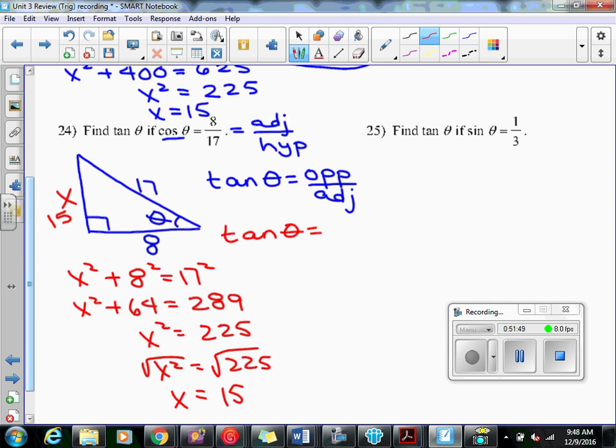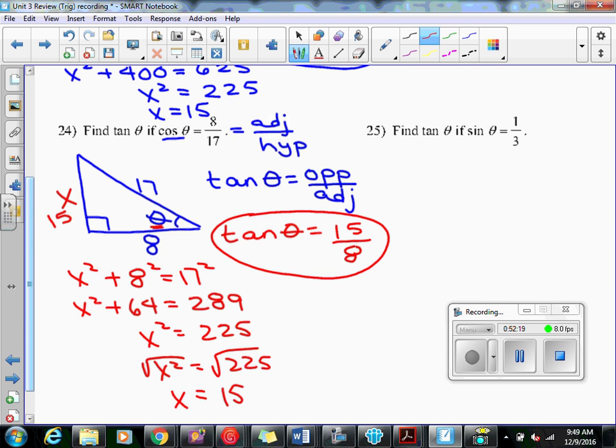So the tangent is opposite over adjacent. What is the length of the leg opposite this angle? This is the angle. What's the leg opposite that angle? It's 15. And the adjacent leg is 8. Now that 15 over 8 cannot be reduced because nothing can divide into both 15 and 8 evenly other than 1. So we leave it exactly how it is.